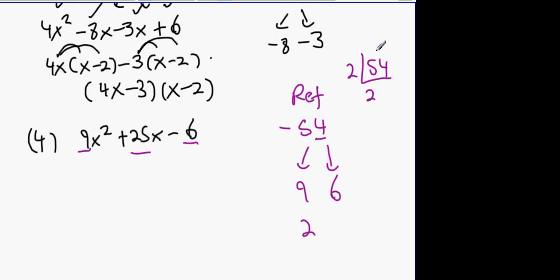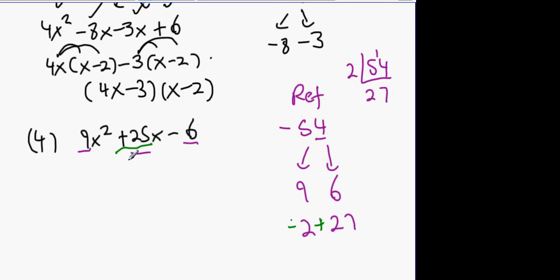So what's 54 divided by 2? It's 27. 27. Now which one should be positive, which one should be negative? If you do plus 2 minus 27, you get minus 25. We're looking for plus 25. So what can we do down here to make sure that happens? Plus 27 minus 2, because that gives you plus 25.